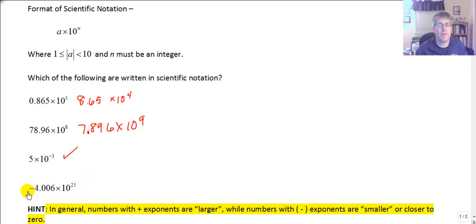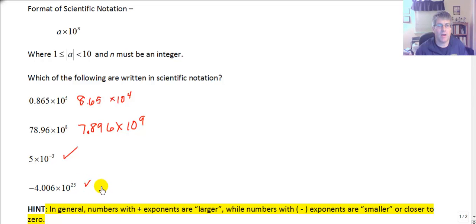And our final example here: negative 4.006 times 10 to the 25th. I have an exponent that's an integer, so that is fine. I have a negative number here, negative 4.006. This is between 1 and 10, but it's negative. Well, that's okay, because it's the absolute value of A. So that is fine. That is in scientific notation.